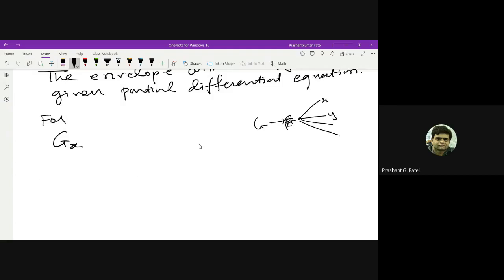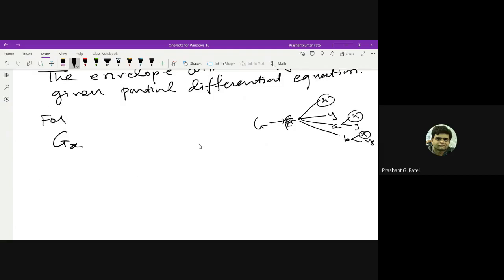x, y, a and b. But a and b are functions of x and y. So this is the situation. If you want to calculate Gx, then x appears at three places, here, here and here. You have to go via this path.